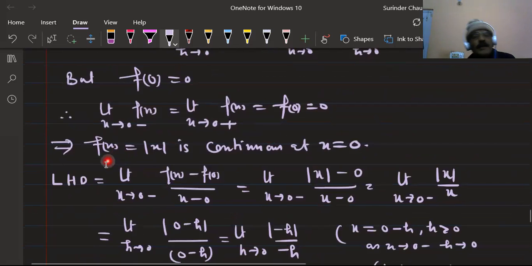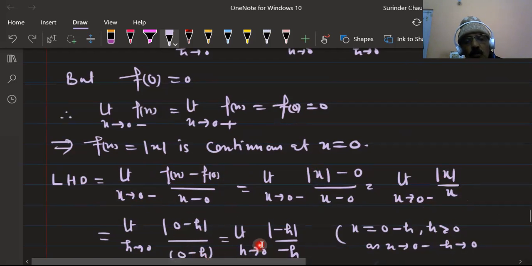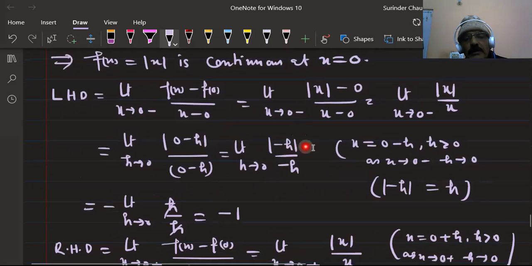Now we'll find the left hand derivative of the function at x equals 0. By the definition, the left hand derivative is the limit as x goes to 0 from the negative side of (f(x) minus f(0)) upon (x minus 0). Again make the substitution and change the limit. The modulus of minus h is equal to h, so this is minus the limit of h upon h, and the h cancels.